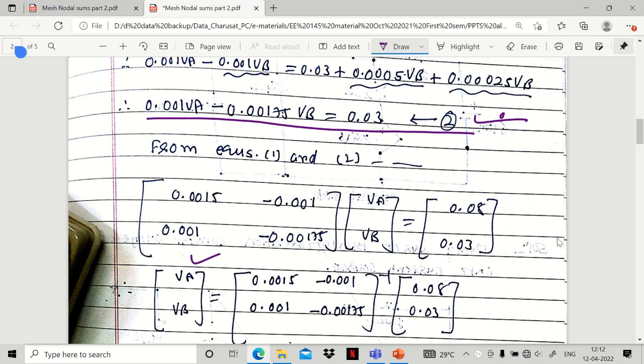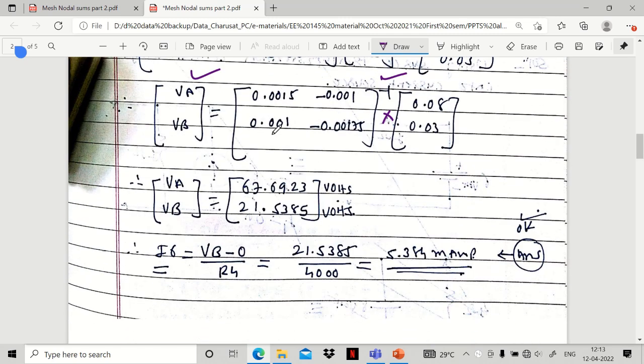So VA and VB would be equal to what? Take this matrix on the RHS, so take its inverse, times 0.08 and 0.03. So the inverse of this matrix times this will give you this value. So VA would be equal to 67.69 volts and VB would be equal to 21.53 volts. So VA and VB are obtained using the nodal analysis. Once the nodal voltages are obtained, you can find the branch current.